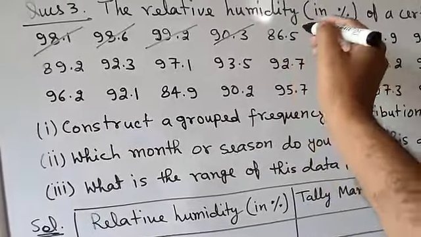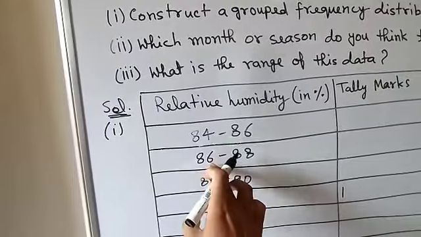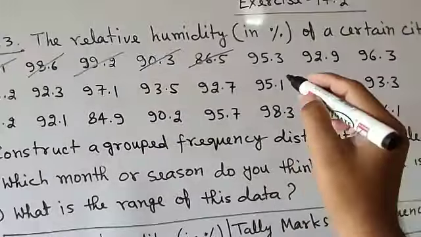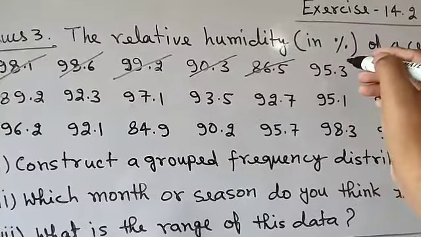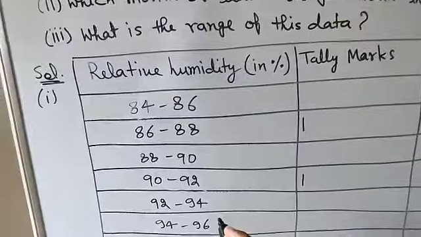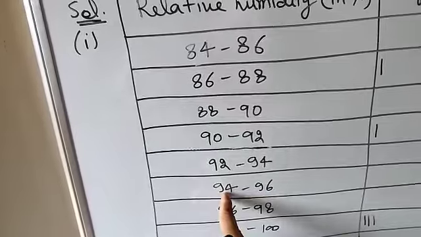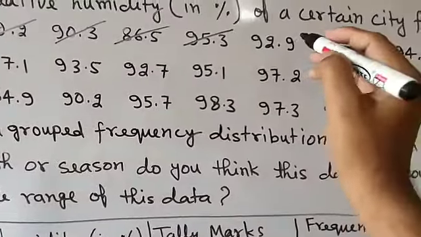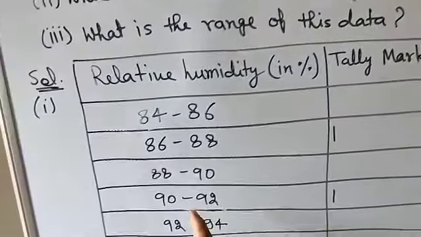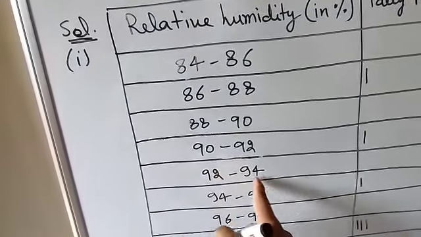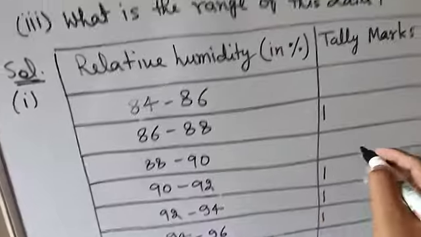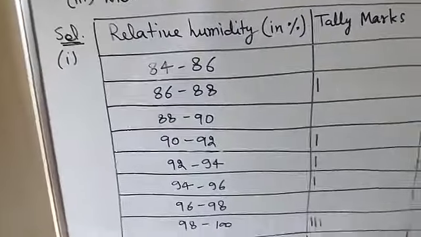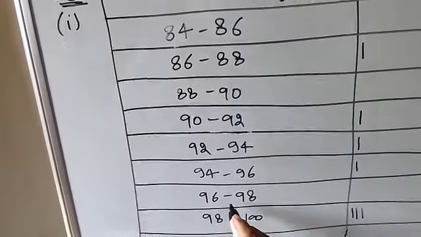Next is 86.5, cut it here, and 86.5 is greater than 86 and less than 88, so it will exist here. In the same way I am going to represent another value, 95.3, cut it here, and 95.3 will be in between 94 and 96, so it will be here. Then 92.9, cut it here, and 92.9 will be in between 92 to 100. Then 96.3, cut it here, and 96.3 will be greater than 96 and less than 98.